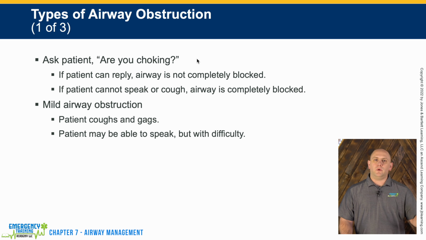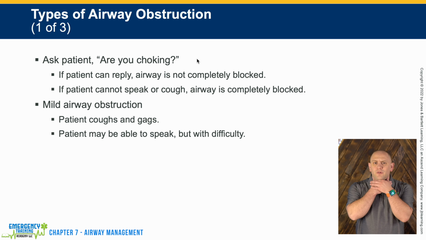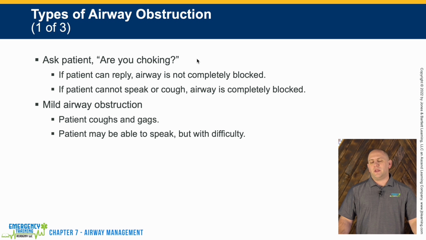Assessing for our airway obstructions, we can ask the patient, just like when we were checking to see if they were responsive, start by the first question to ask is, are you choking? If the patient cannot reply at all, then the airway is completely blocked. If they can reply, if they can cough, anything like that, then it's a partially blocked airway. We also, one way that we can tell if an airway is obstructed, it's kind of the universal signal. Everybody kind of puts their hands up around their throat.